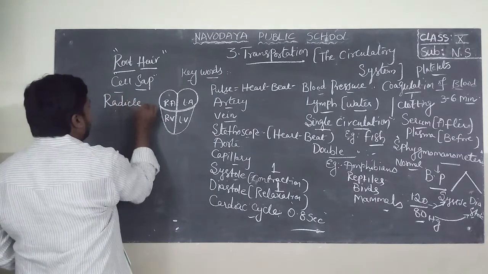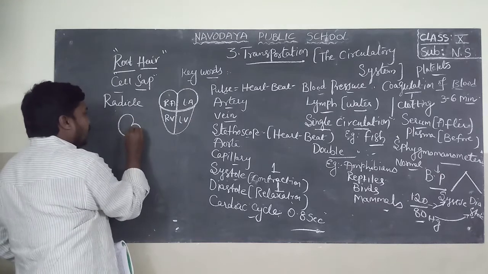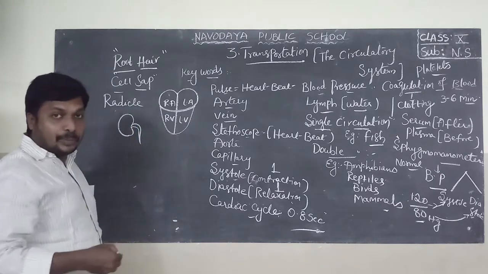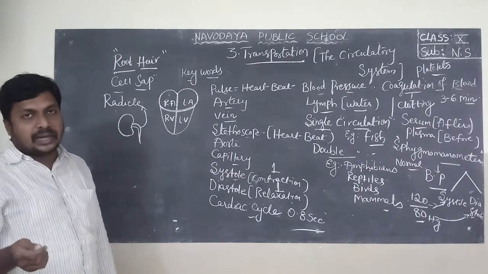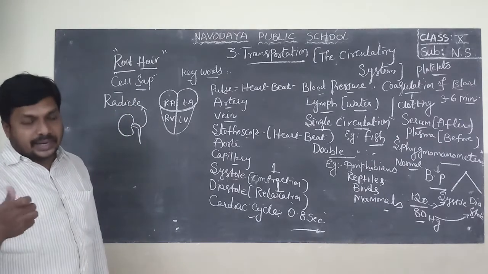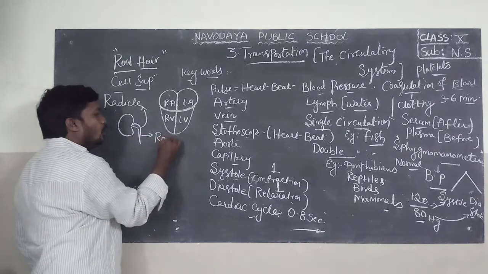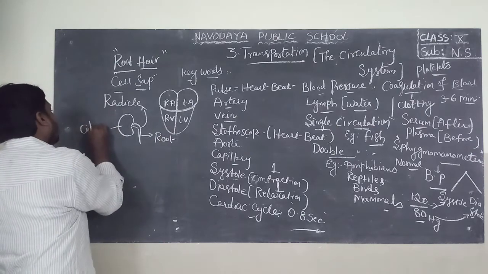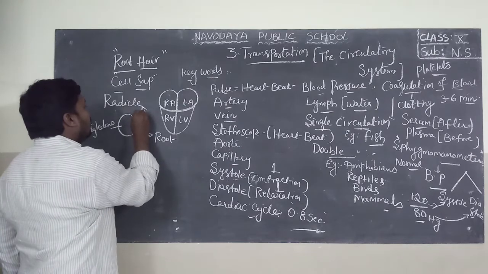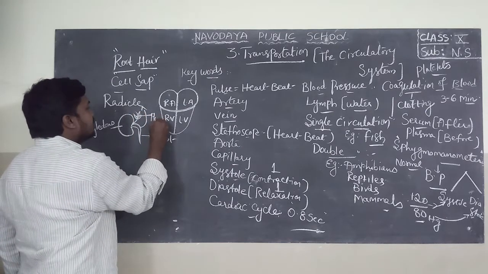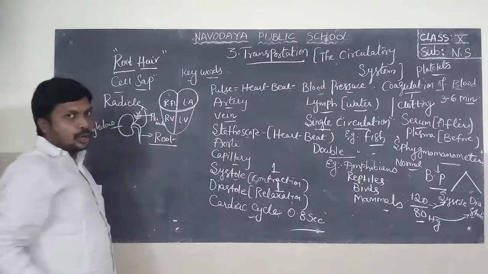What is meant by radicle? At the time of germination, if you observe in a seed, white colored structures are developed. This one is called radicle. Radicle is the first part developed from a germinating seed. This radicle develops into root, and these are called cotyledons. These cotyledons after produce plumule. Plumule means stem. This plumule indicates stem and the radicle indicates root.